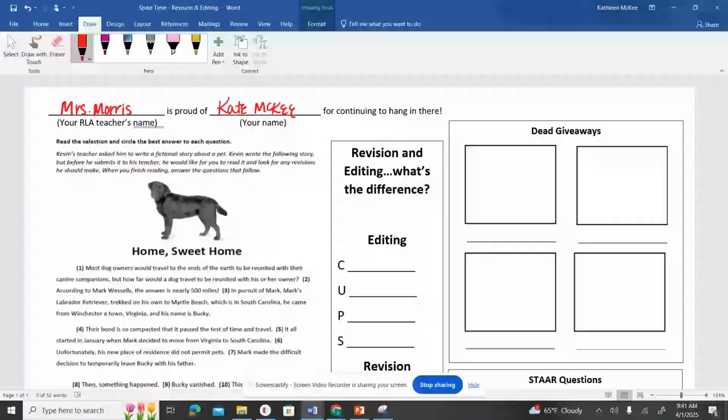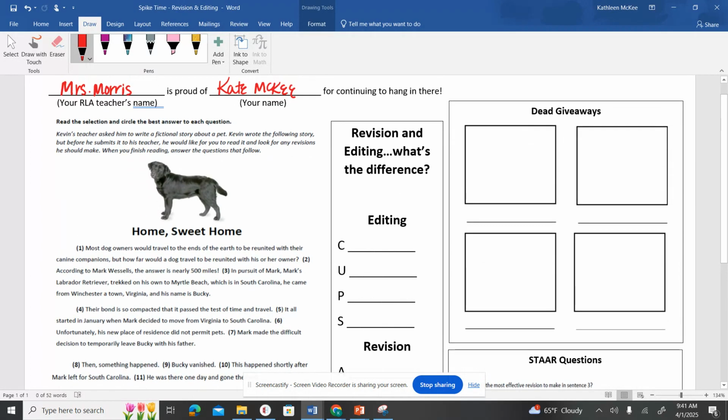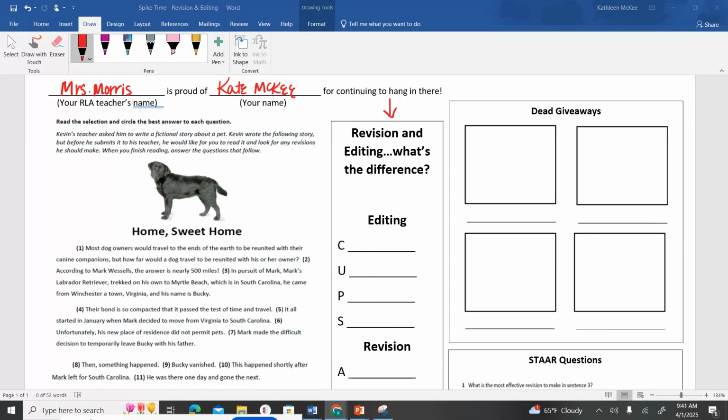Okay, here we go. Home Sweet Home. This is a revision and editing article. So what we're going to talk about first is in this box right here. Revision and editing. What is the difference? People think that it's the same. Revision and editing are both used to improve writing, and you can use them to help you find mistakes in other people's writing or to improve your own.